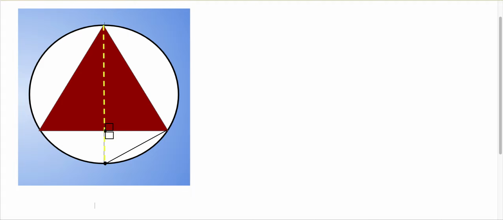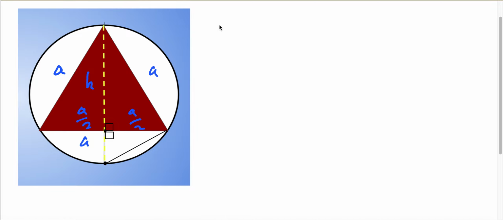Let us assume this triangle here is an equilateral triangle. So the sides are A, A. And the diameter of the circle divides the equilateral triangle into two congruent parts. So this is A divided by 2, A divided by 2. And the altitude of the triangle is H.